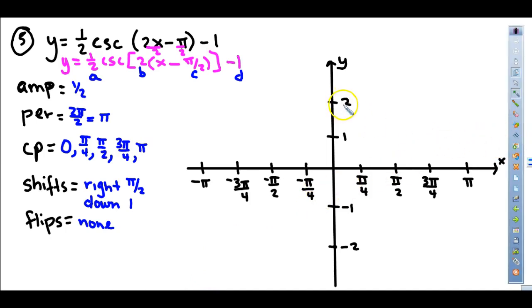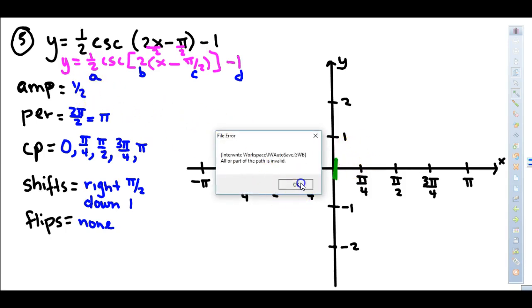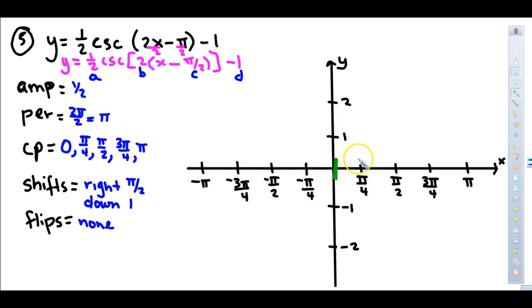Let me see. So, parent function for cosecant, if there are no flips, we would have an asymptote on the y-axis, and then we would go up to the amplitude, keeping in mind that the amplitude is 1/2. Then the next critical number would be an asymptote. The next one will go down just 1/2 and put a point, and then the next one is an asymptote. I'm going to follow that right on around. Okay. Oh, wow.